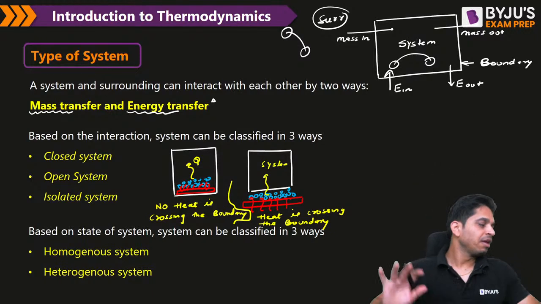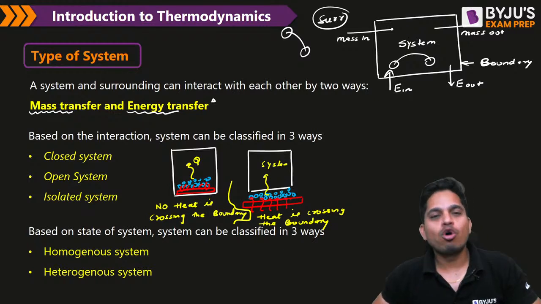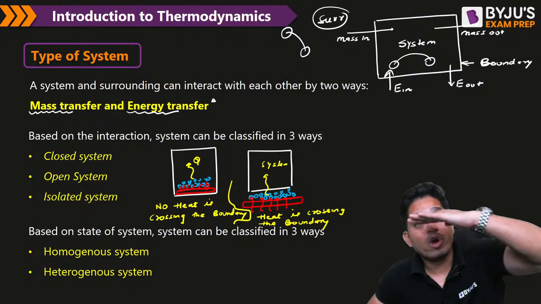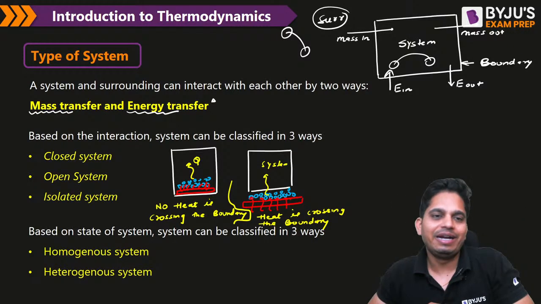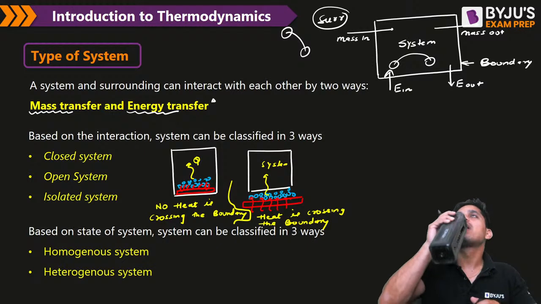Is it very clear? Because a lot of students remain confused till the end. Sir, how is heat getting transferred? You have to look at the boundary. If this is crossing the boundary, heat transfer is happening. If it is not crossing the boundary, heat transfer is not happening. Is it clear?